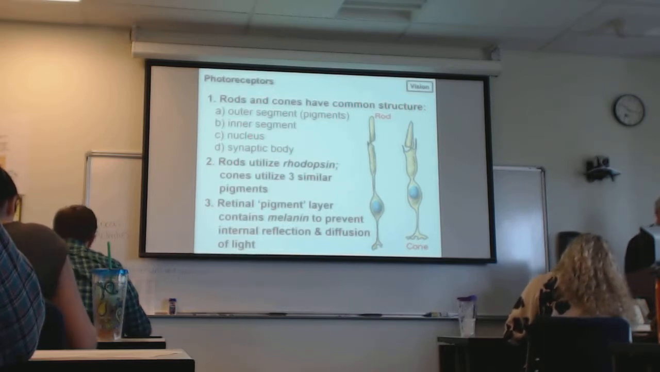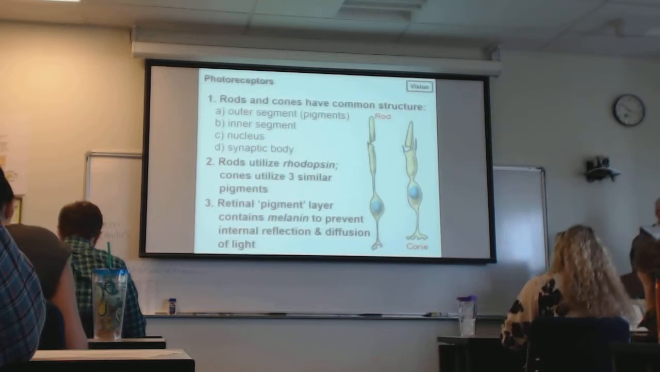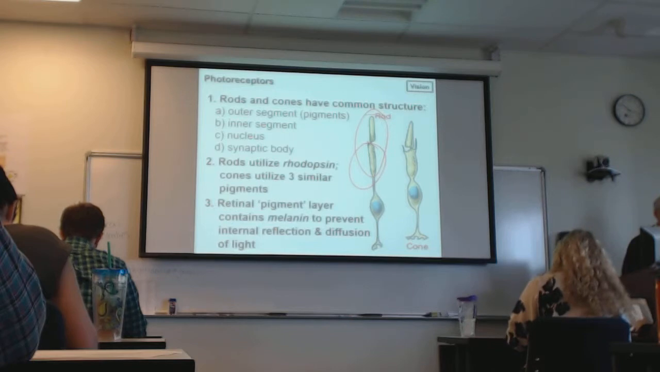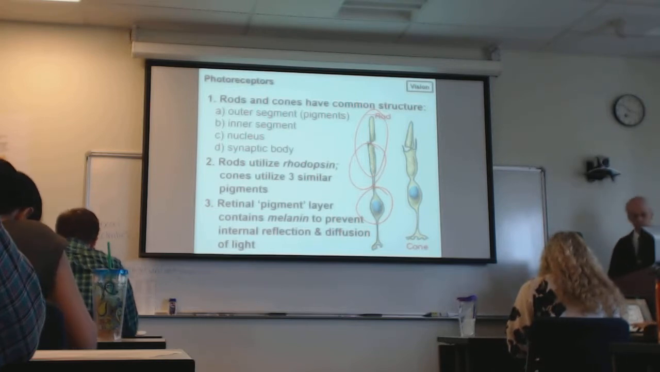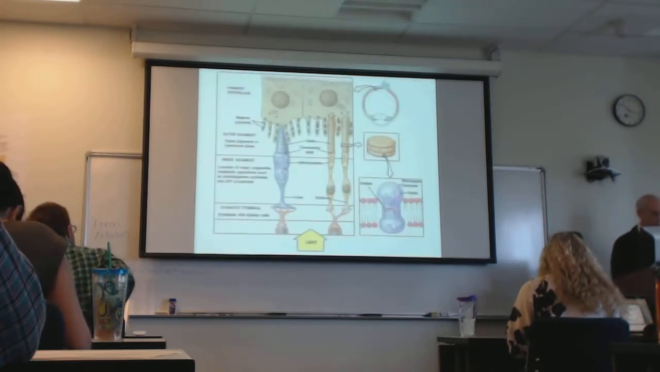Just know that in general they have a segmented organization. Usually we talk about the outer segments and the inner segments here. There's going to be a cell nucleus down here. We'll talk about the pigments and a little bit about the mechanism by which they operate and how phototransduction occurs in just a moment.